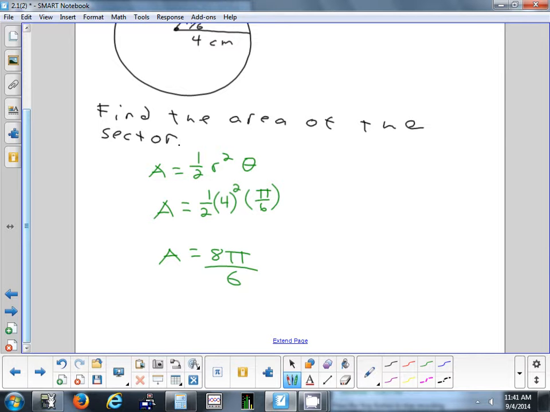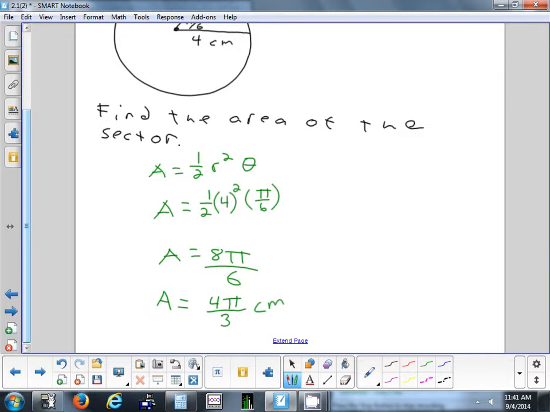And Paige, is there anything I can do to reduce 8 and 6? Divide it by 2, and it'll become 4 and 3. Yep, 4 pi over 3. Now that's an area. So what kind of label should I have on that? Centimeters squared, yes.